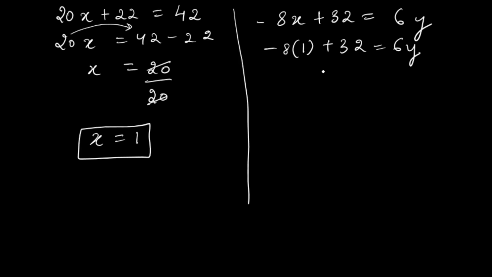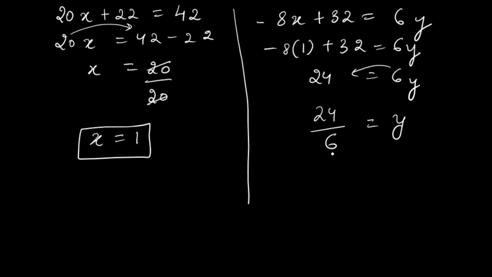So minus 8 plus 32. Minus 8 plus 32 is equal to 24. 24 is equal to 6y. Now 6 will shift to the other side. 24 by 6. When we shift 6 to the other side, it will get divided.